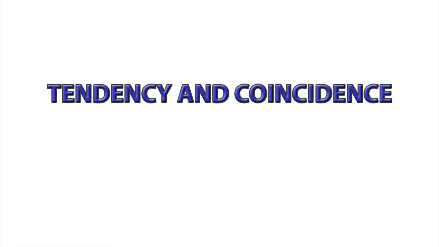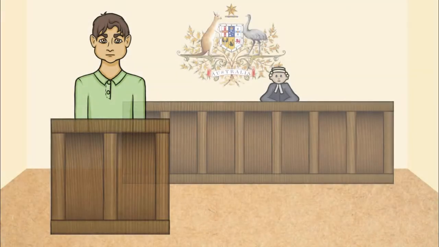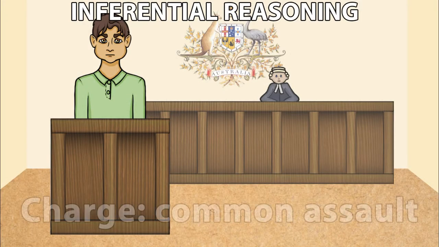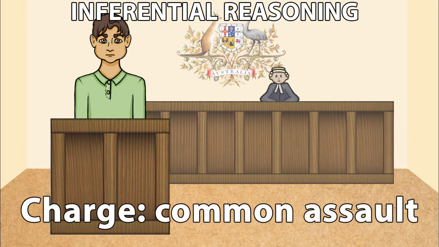The logical basis of tendency and coincidence evidence is essentially inferential in nature, as we are looking at past conduct or past events to determine guilt in relation to current proceedings. Let's take a look at a couple of quick examples. Say we have this gentleman here, charged with common assault.